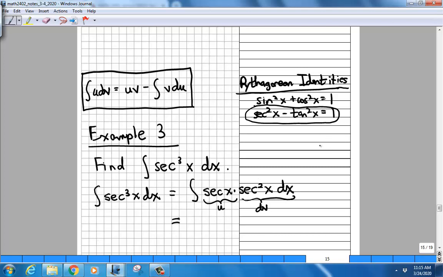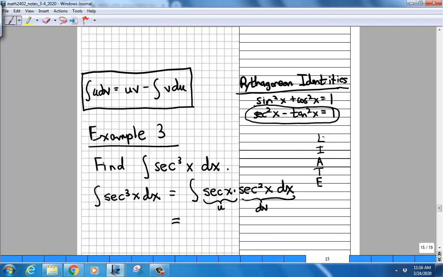Okay, now, by the way, notice that this choice of u does fit into our little memory device for remembering how to choose the function u. Remember this acronym LIATE, which was short for log, inverse, algebraic, trig, exponential. And that tells us the order of precedence in which we want to choose the u from our integrand when we're trying to do integration by parts.